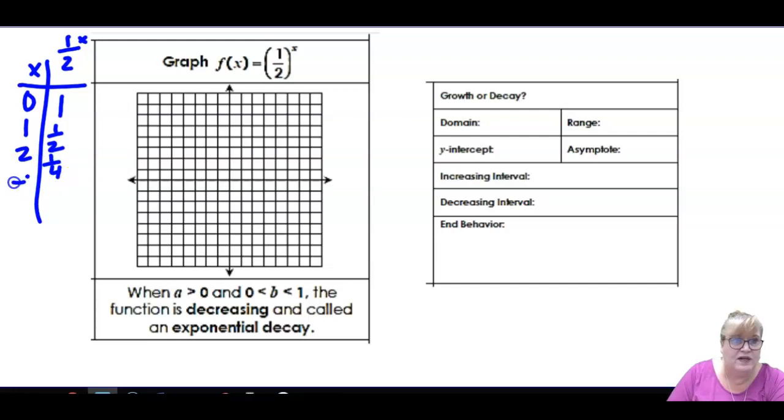But if we put in a negative 1, that flips it over. Remember, negative exponents mean everything's on the wrong side of the fraction bar. So it becomes positive 2. Negative 2 flips it over and squares it. So it would be positive 4. So 0, 1 again. But this time it's getting smaller as we go this way, and it's getting bigger as we go this way.